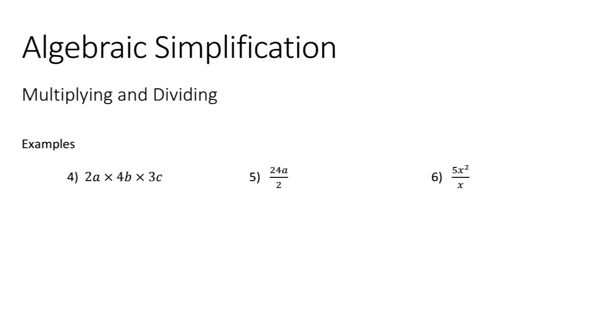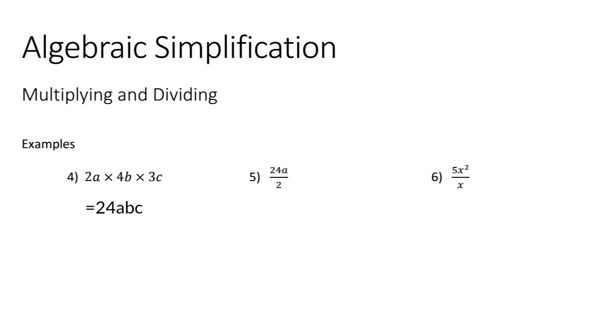Okay, moving on, looking at number 4, we have got 2a multiplied by 4b multiplied by 3c. Now I'm equipped with the knowledge that I deal with the numbers first. So I'm going to do 2 times 4 times 3. Well, 2 times 4 is 8, times 3 is 24. And then a times b times c. So that's just going to be abc. And that is me simplified that one down pretty easily.